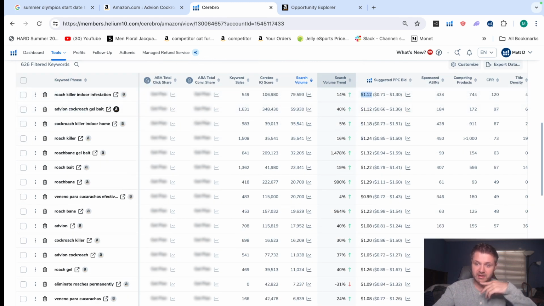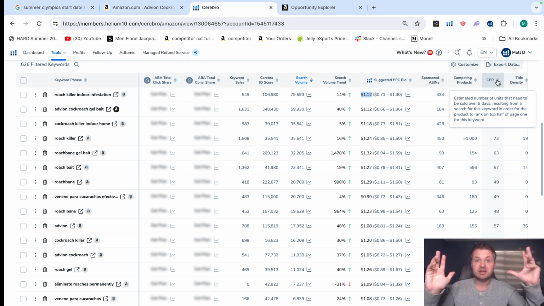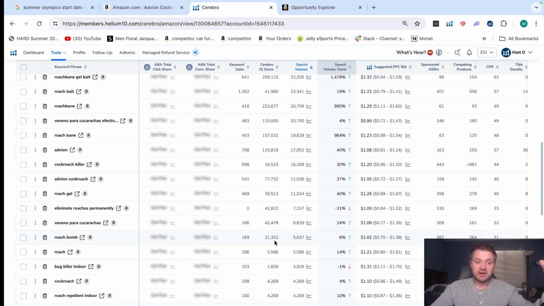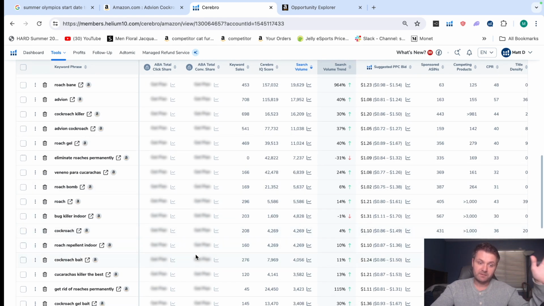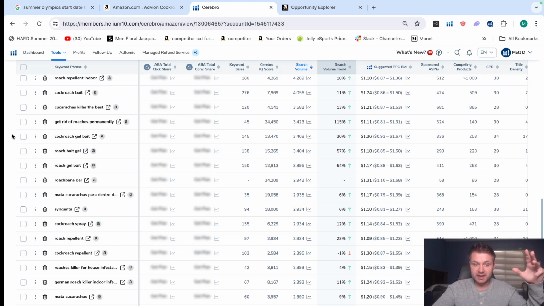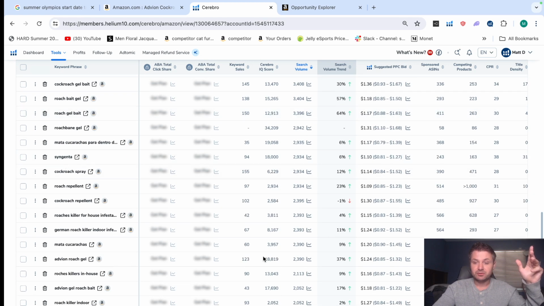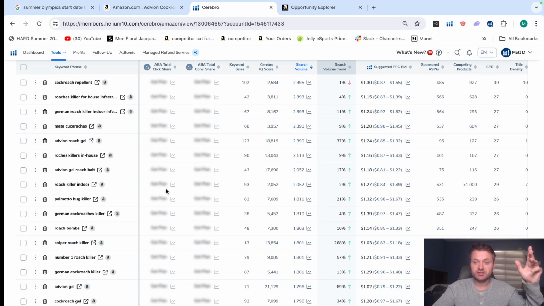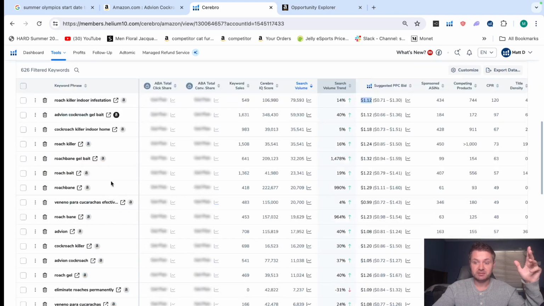So now my biggest thing is I'm looking at CPR. This is essentially how many units I need to sell in an 8-day time frame to be ranked on the top half of page 1 on Amazon. So I would look and find long tail search terms to see, okay, are there longer tail search terms that I could just bid on to get ranked very easily, to have a snowball effect to reach these higher CPR ones.